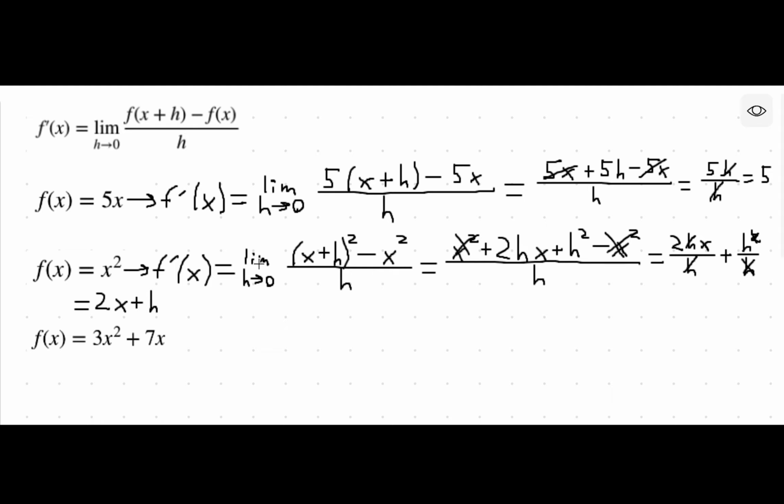Now I'm taking the limit as h goes to 0. Since I don't have a division by h, I can plug in h equals 0. So I plug in 0 for h, and I'm just going to have 2x. So my derivative for x squared is 2x.